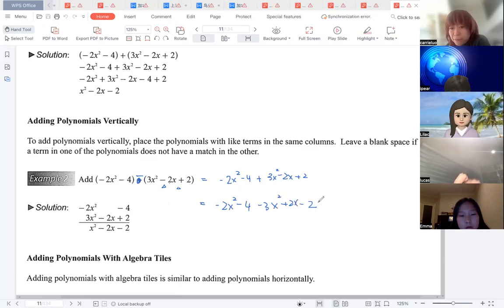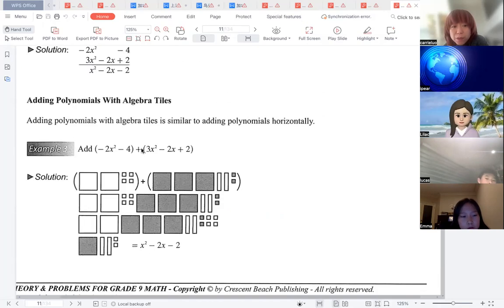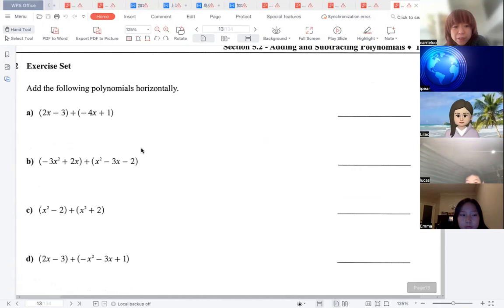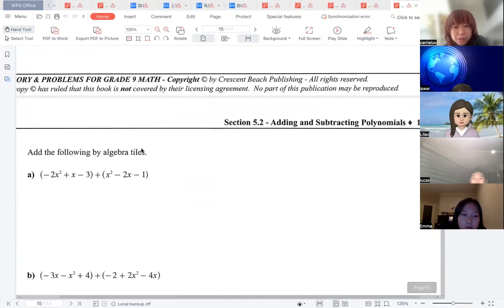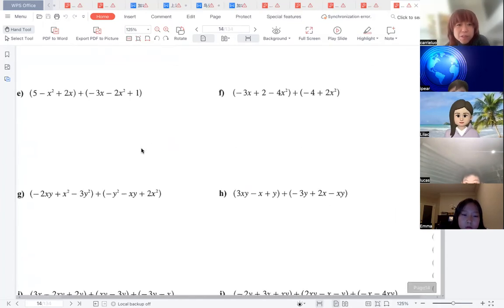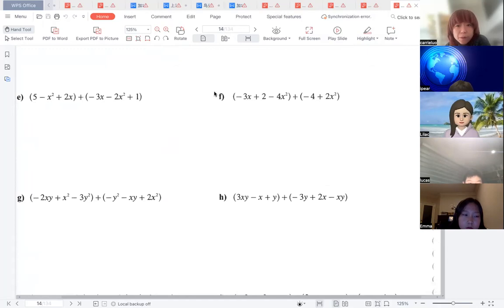Get it? Then I circle them, negative 2x squared, negative 3x squared equals negative 5x squared. Negative 4 and negative 2 equals negative 6 and positive 2x. Get it, Lucas? Get it, Lilac and Daniel? Okay, so we just quickly do one question all together, and here we go, okay? These are all additions, too simple. Okay, let's do one question. Just one second, one question. Number F. Everybody please do number F, and send me the answer.